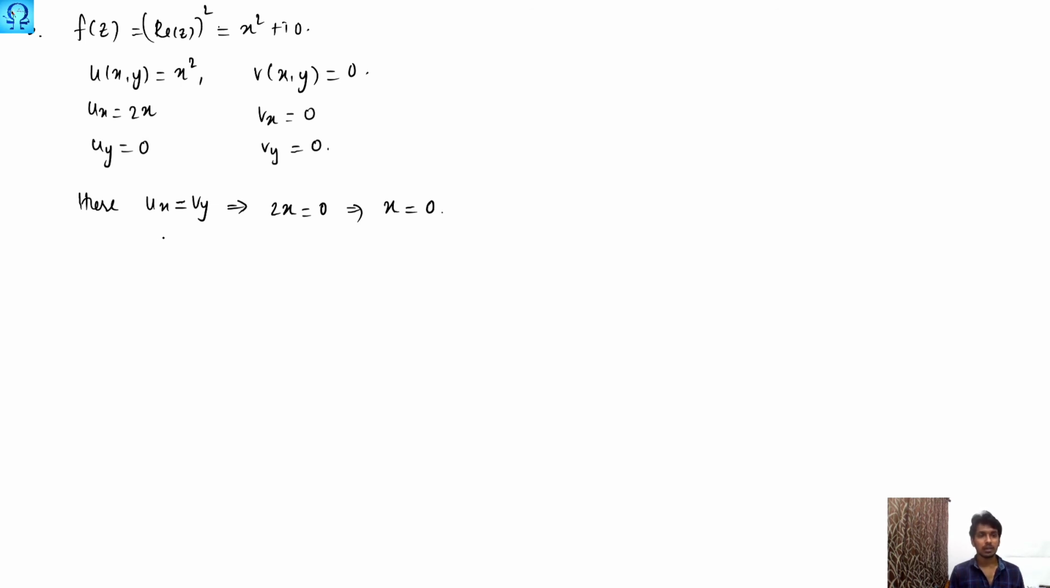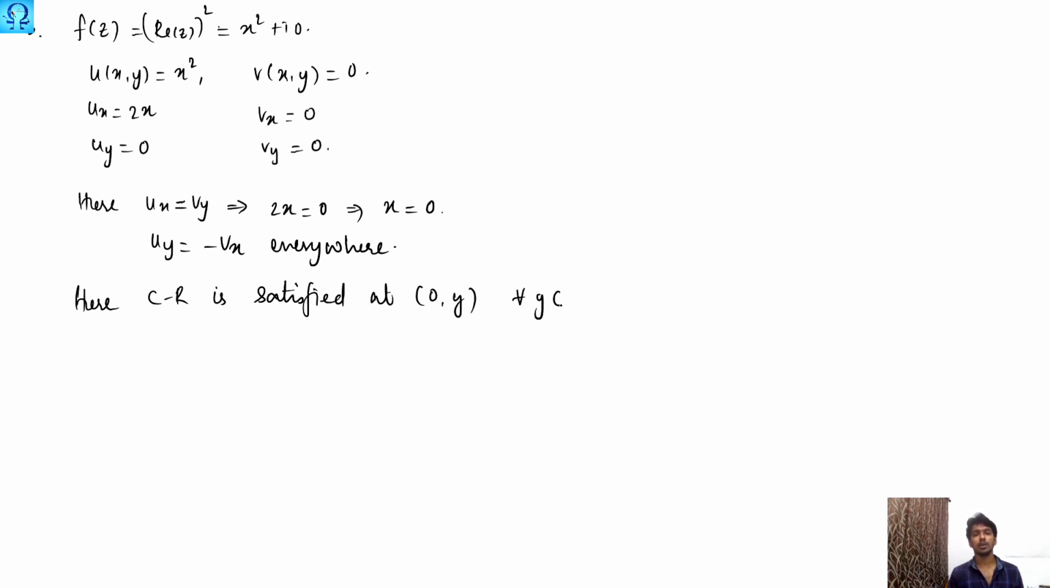And uy is the same as minus vx everywhere. So here the CR equations are satisfied at (0, y) for all y in R, but still f of z is not differentiable.